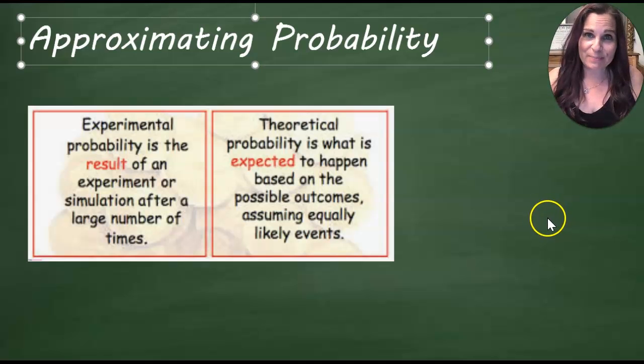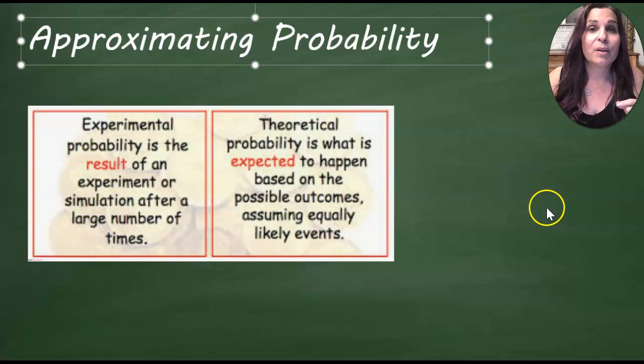Approximating probability. In this lesson, we're going to look at experimental probability and theoretical probability. Experimental probability is something that you observe. It's something where you actually do it. You do an experiment and you count the number of outcomes for one result or another, right? Theoretical probability is the probability that's calculated mathematically.